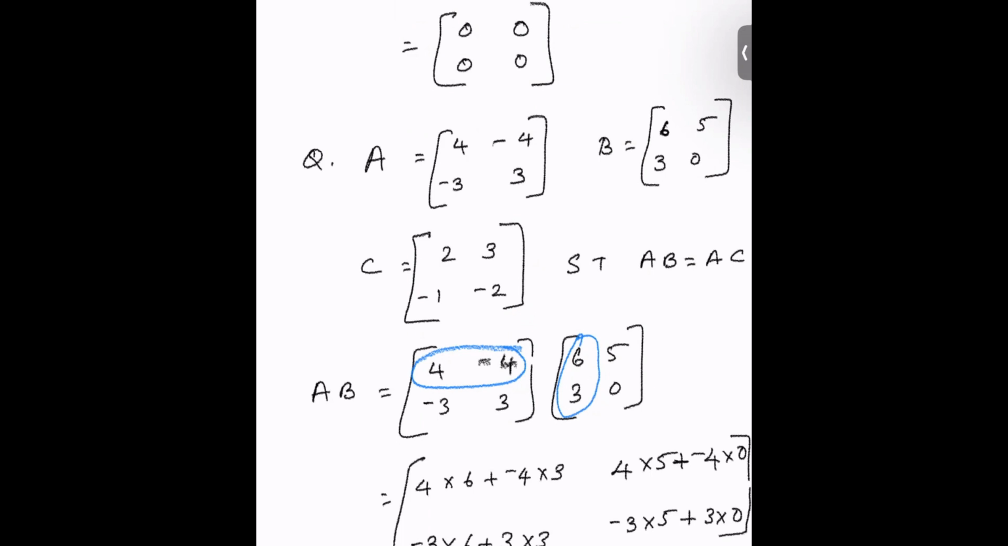So see, what I wanted to prove is B and C are not equal. Still, AB is equal to AC. That is not possible with normal numbers, normal integer numbers or normal rational numbers. If you go and multiply, this will never happen. But with matrices, this will happen.